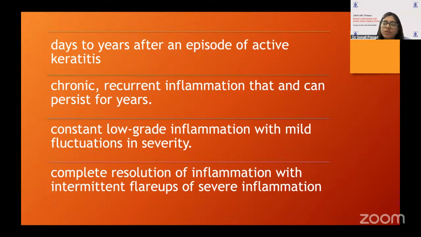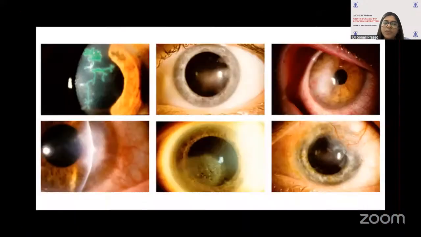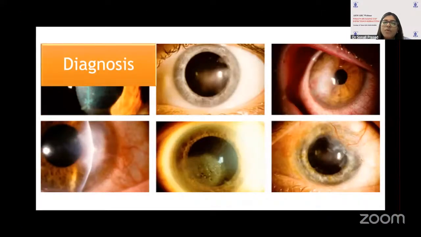Even after you give a prophylaxis treatment, there may be low-grade inflammation, and after complete resolution, there might be instances of intermittent flare-ups also. So it is very important to diagnose, and diagnosing this patient can give you a clue, by doing a slit lamp examination and finding out which layer is involved. That could give you a clue how to treat this disease.